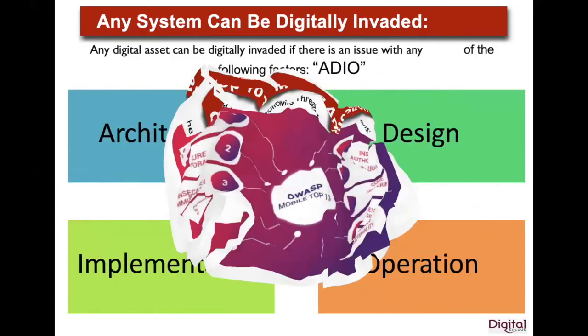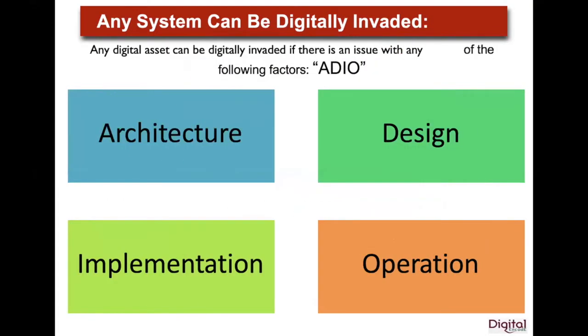Then this thing is very important. Any application can actually be digitally evaded if they are missing this thing. We actually call it ADIO. What ADIO means is the architecture of the application is very important, the design, the implementation, and the operation. In fact, this operation is one of the keys. We call something a business logic test. Business logic tests mean that I first understand the application, and once I understand the application, I try to bypass the logic of the application.